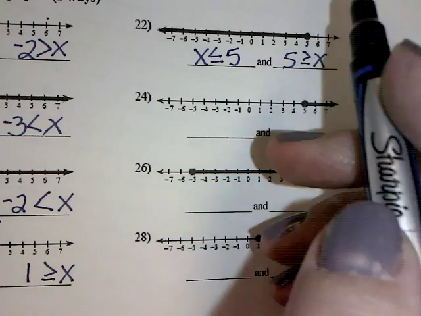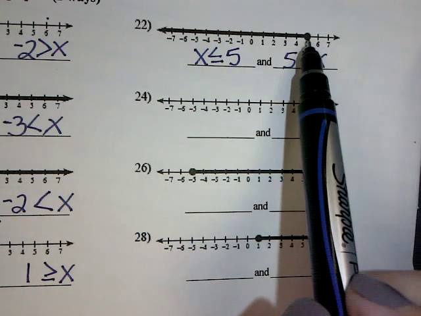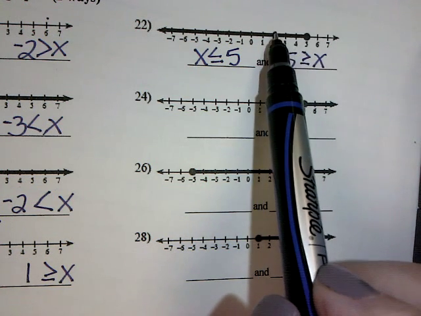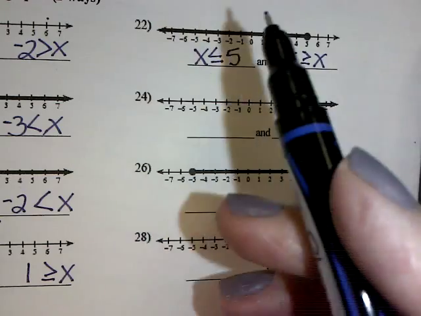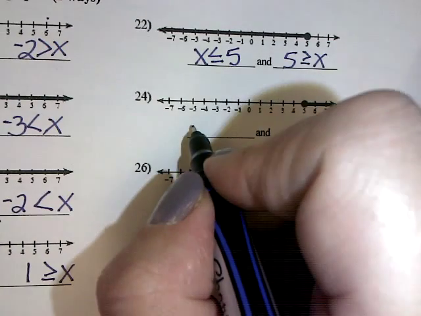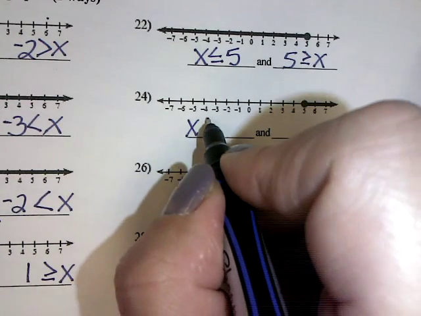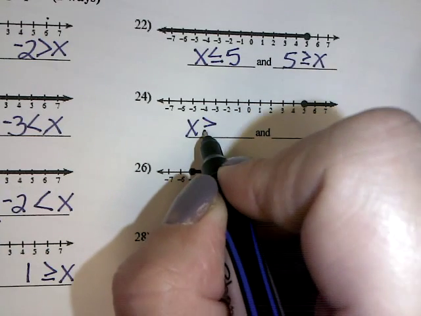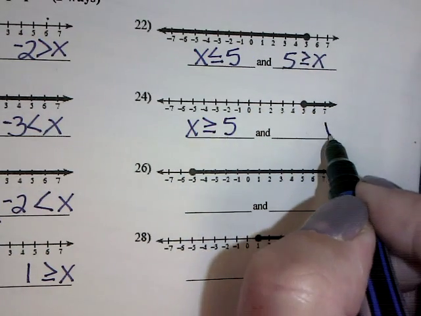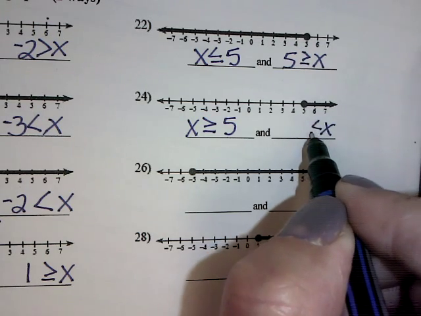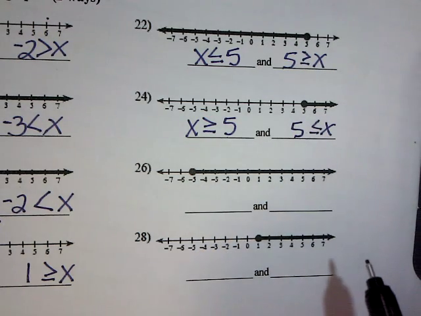So for this case, possible answers could be 5, 4, 3, 2, 1, and all those numbers that are going to keep on going. Question number 24, x starts, closed circle, so it's going to be greater than or equal to 5. Flip it around, big end towards the x, and 5.